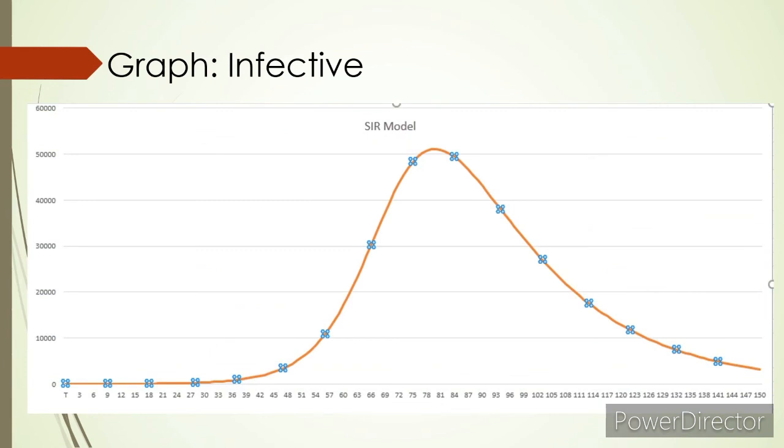Next is the graph of the infective. In the graph of the infective, we can know the maximum number of infected cases at a day when it reaches its peak. So in here, the peak is around 50,000 at day 80. That means there are around 50,000 cases on that day. After it reaches its peak, it slowly goes down until it's supposed to reach zero. And when it reaches zero, it means that the epidemic has ended. At day 150 in the graph here, it shows that it has not reached zero, which means the epidemic has not ended. Last is the removed graph.